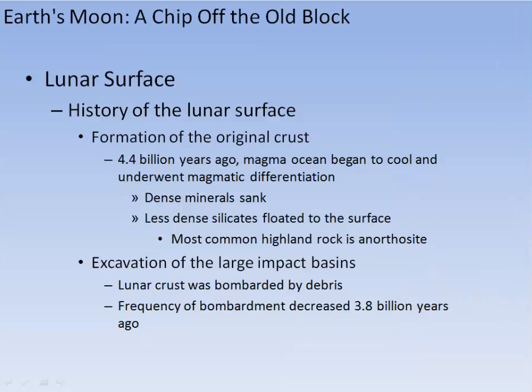Formation, okay, history of the lunar surface. Formation of the original crust, 4.4 billion years ago. The magma ocean began to cool and underwent magmatic differentiation. Dense minerals sank. The less dense silicates floated to the surface. The most common highland rock is anorthosite.